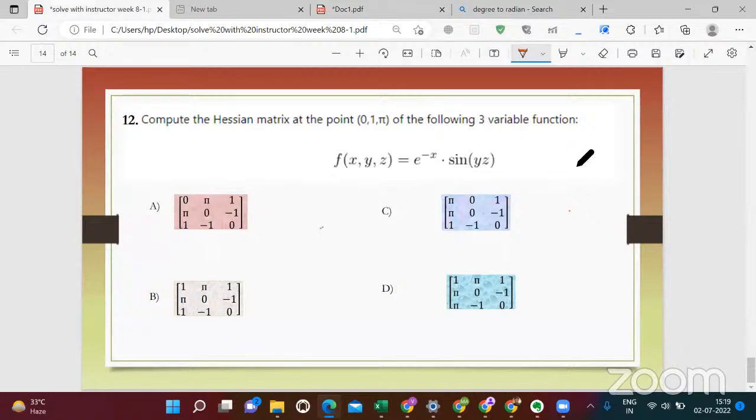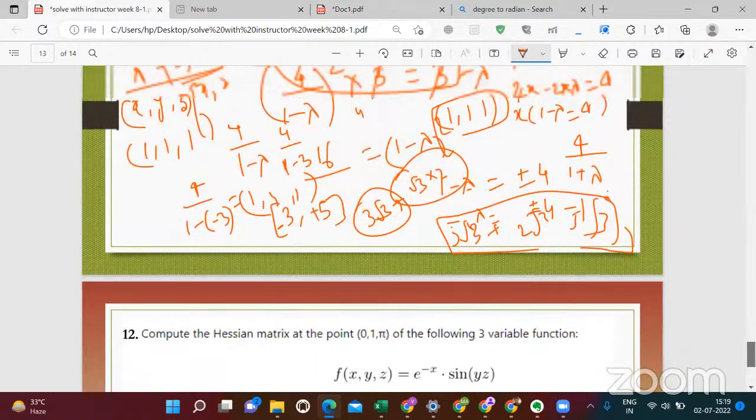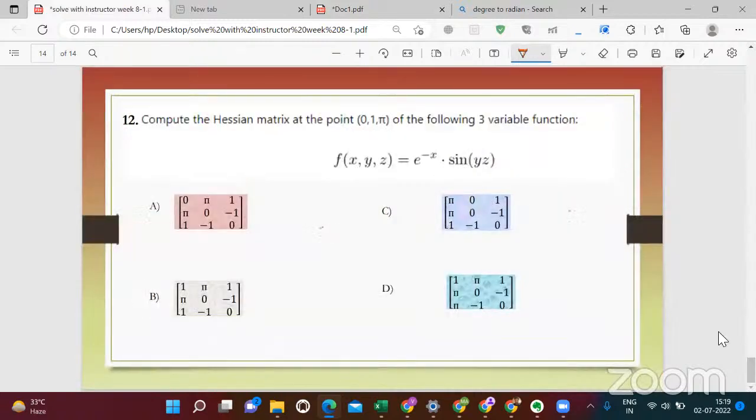Okay. So fine, this one we have discussed. So this is the last question. Which of the following is the correct one? Even I don't have the answer for this question. Okay, so we'll try to solve this. So how to solve this?